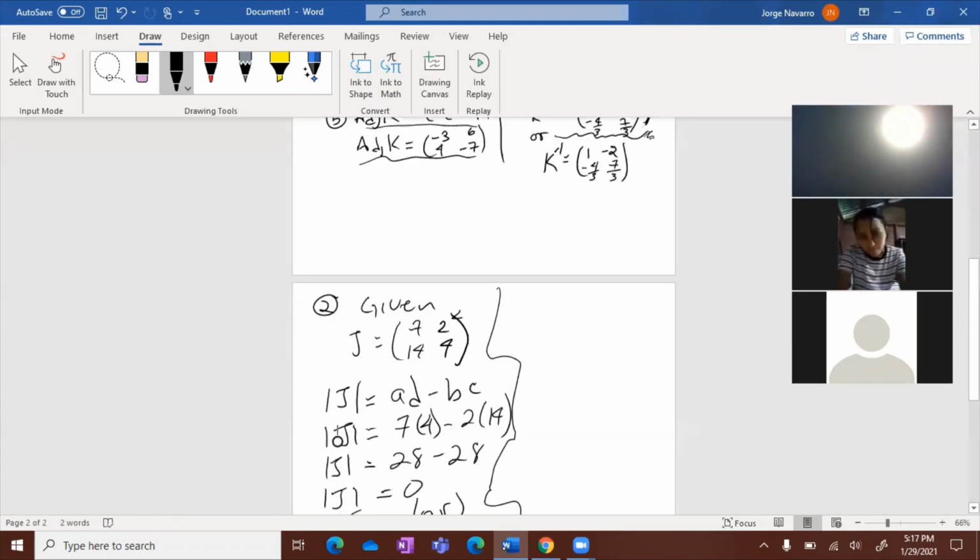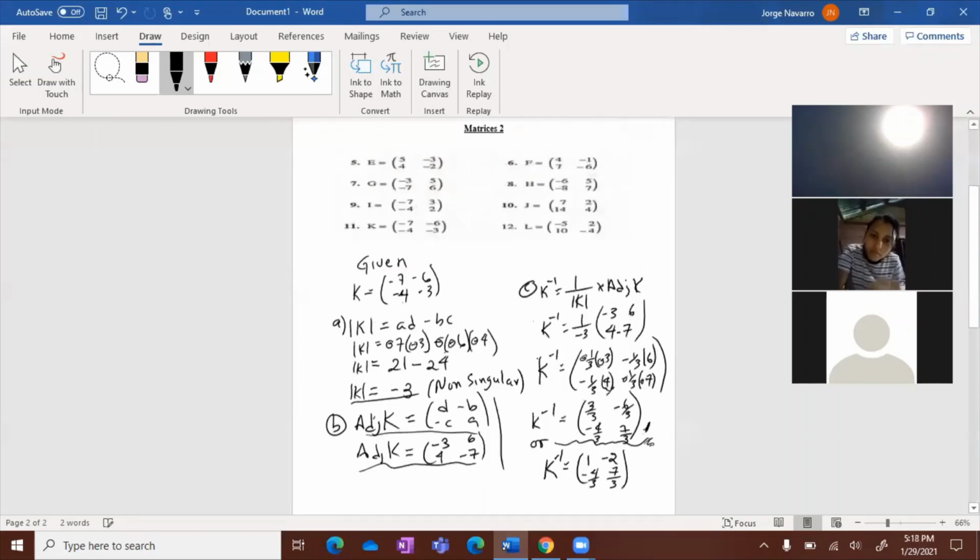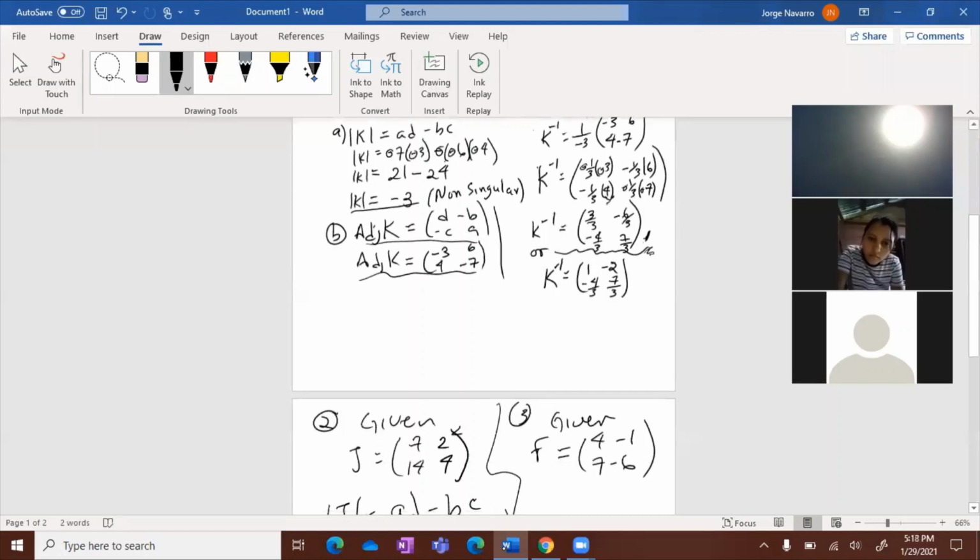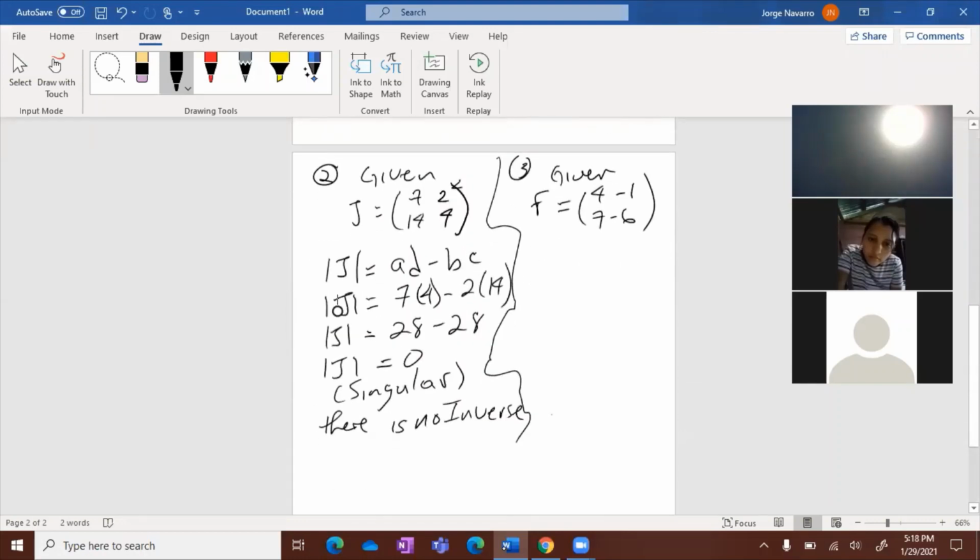So for F: 4, negative 1, 7, 6. All right, given F: 4, negative 1, 7, is the 6 negative? I think the 6 was negative. Yes, the 6 was negative. All right, good. So let's look at this one. So you have number 3. It says F is equal to 4, negative 1, 7, negative 6.